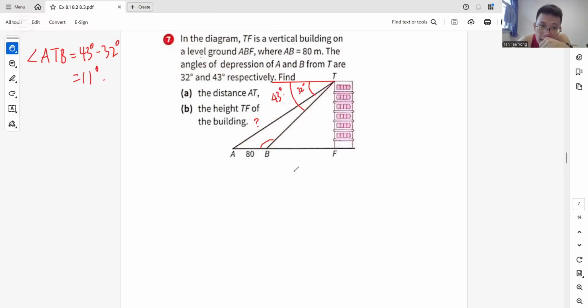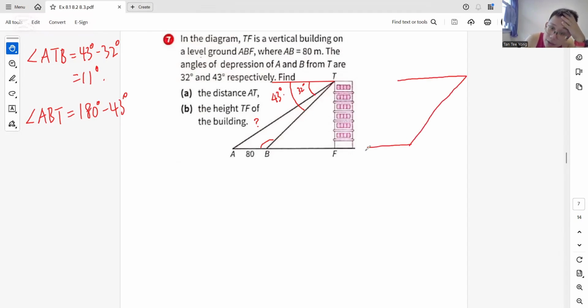Okay, we can say that angle ABT is equal to 180 degrees minus 43 degrees. How come? If you see, it's like that. So this is A, B, T. Then our eye level is over here, so this is 43 degrees. It's like an interior angle because this is parallel to this. So 180 minus 43 equals 137 degrees.